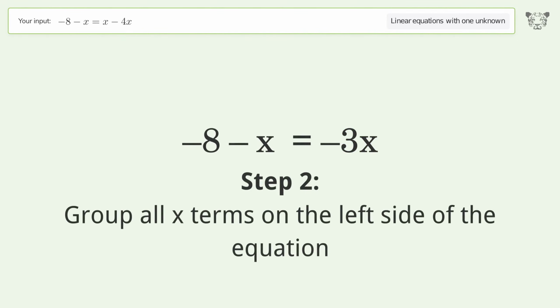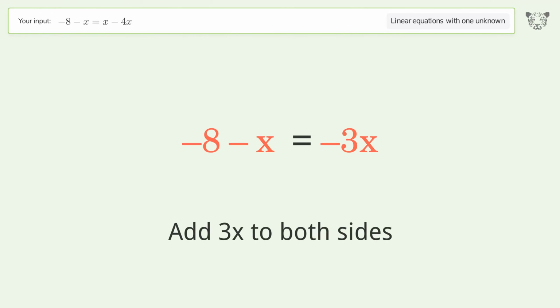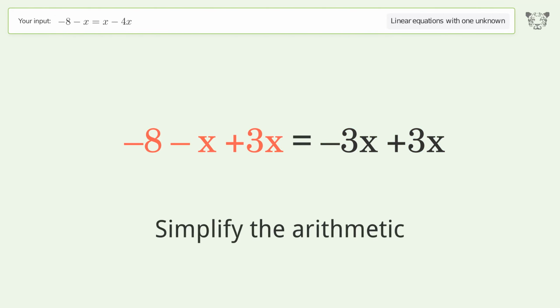Group all x terms on the left side of the equation. Add 3x to both sides. Simplify the arithmetic.